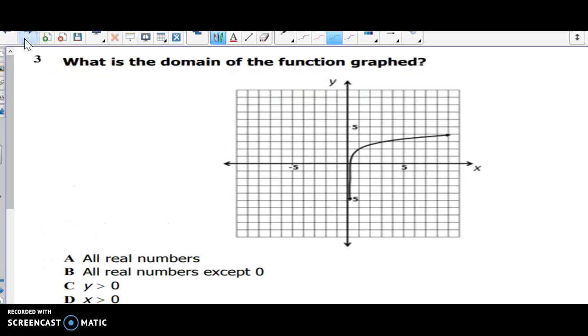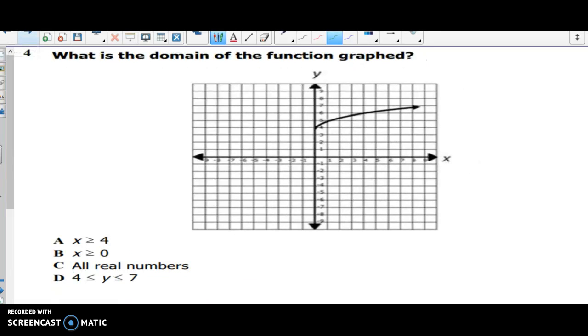Domain for this one, when we're looking at this one, it never looks like it touches the x-axis, so it's going to be everything greater than x, so that one's going to be D, everything greater than x. For number 4, again, we're looking at the domain, and when we look at the domain for this one, it does look like it touches the y-axis, so that would be equals 0. So that's why we're going to have the line underneath it, greater than or equal to 0.